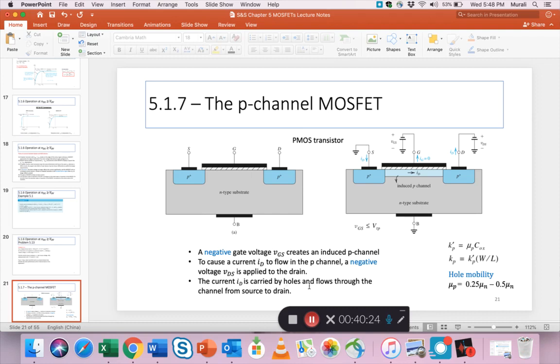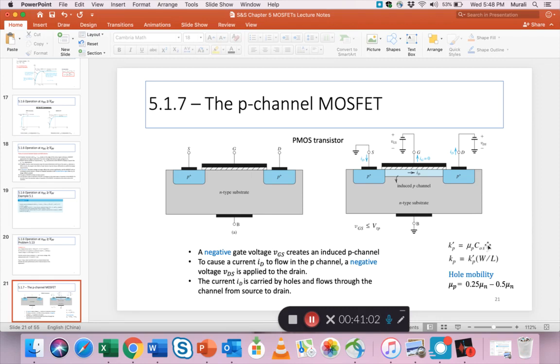Previously in NMOS, we knew that the current ID was primarily because of the flow of electrons from the source to the drain. For a PMOS FET, the current is carried by holes and flows through this channel from the source to the drain. So it's still flowing like this, and we show the external current in the same direction because this is all positive charge flow, right? So the directions you should watch out for, they can be reversed for a PMOS.